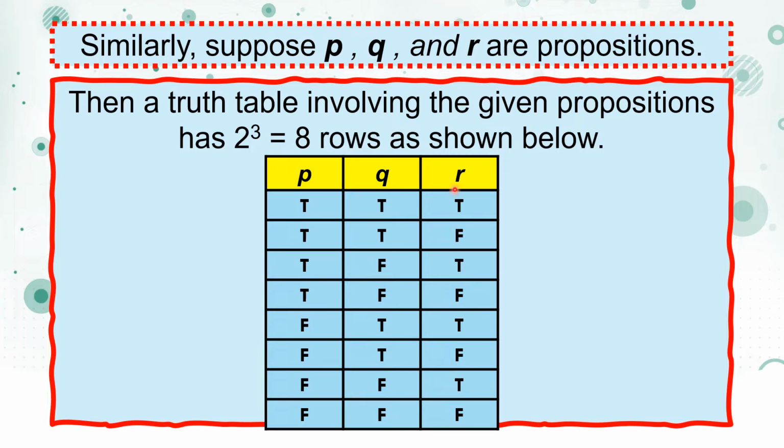Sa proposition R naman, since dalawa yung sinulat natin na true dito, i-divide natin to ulit into 2. So, 2 divided by 2 is equal to 1. So, isulat na natin isang true, isang false. Then, isang true ulit, isang false, T, F, T, F. So, yun yung technique para mas mapadali yung paggawa natin or pagsulat ng mga possible combinations ng ating truth table.